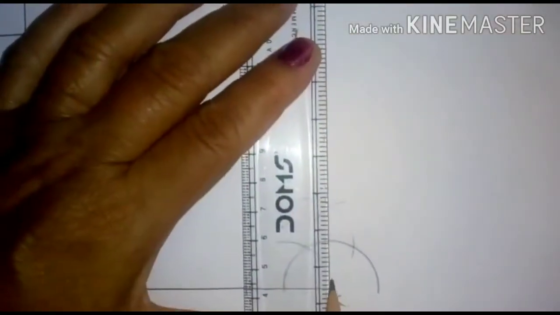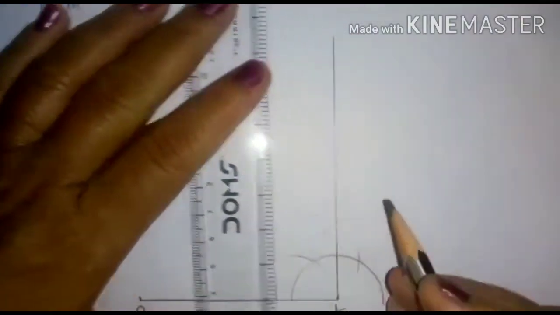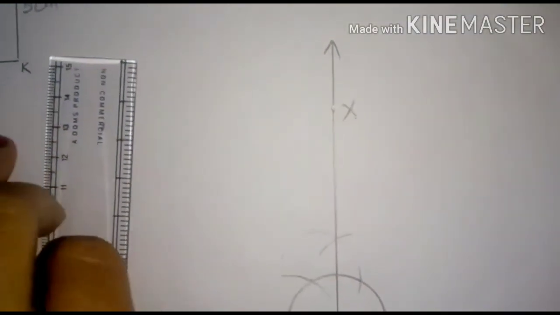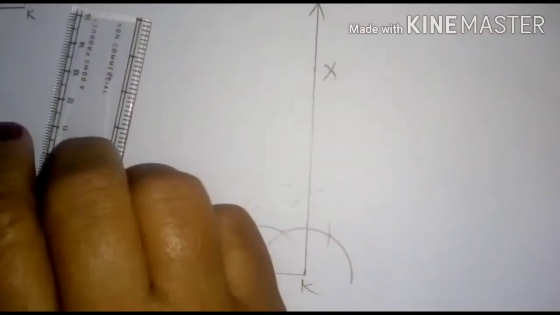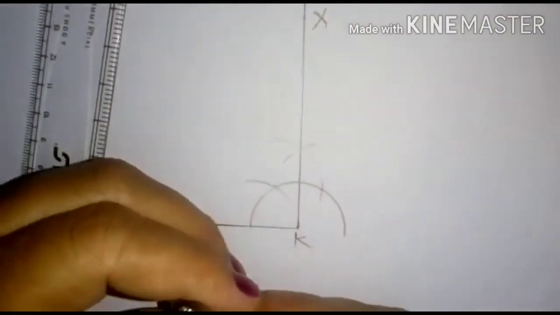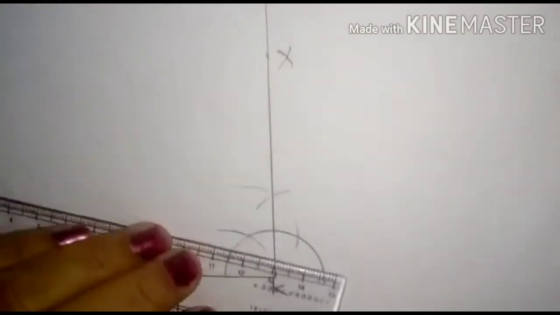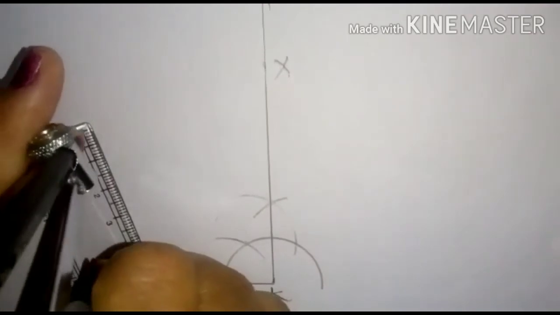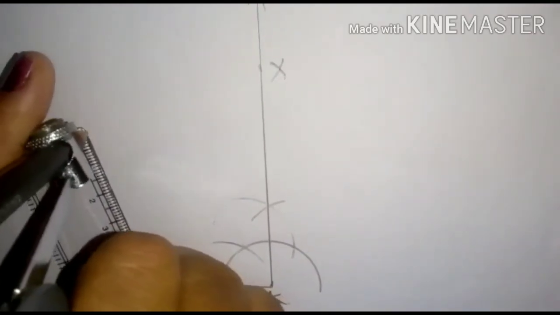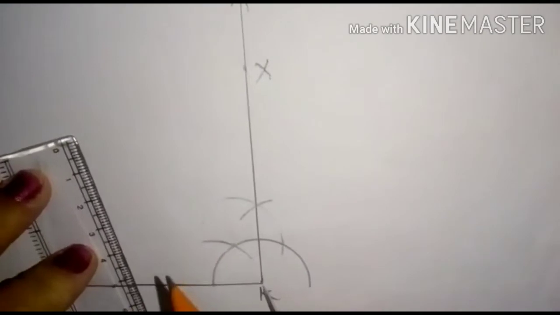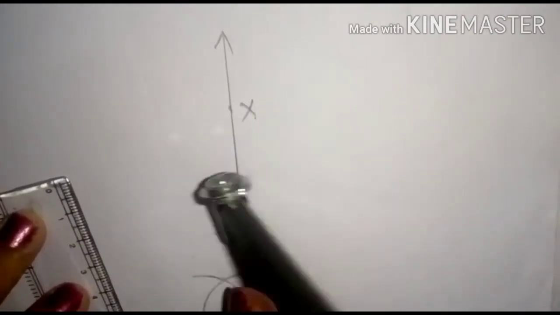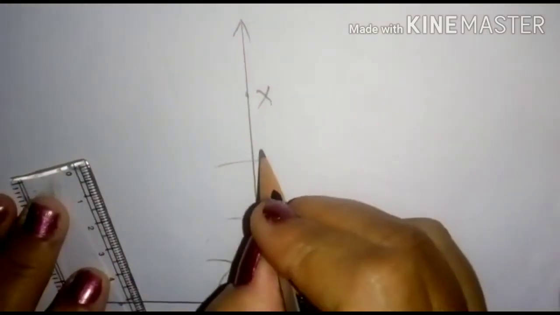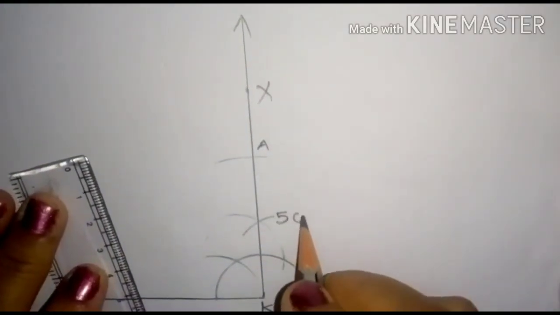So extend it further and take the point X here. Okay. Now this will be of 5 cm. So take the measurement of 5 cm. From here take the measurement of 5 cm and put the arc. So this will be your point A. This will be point A and this will be 5 cm.